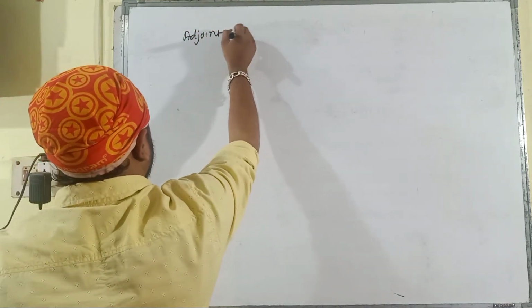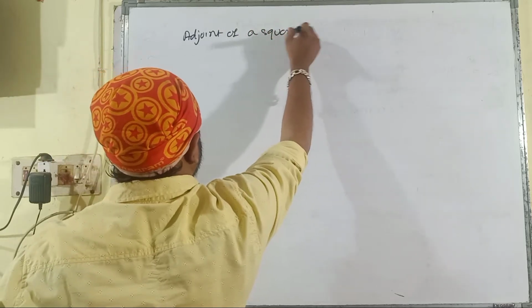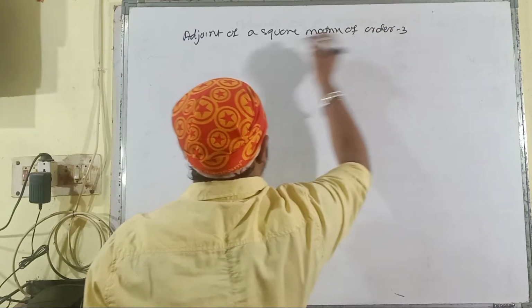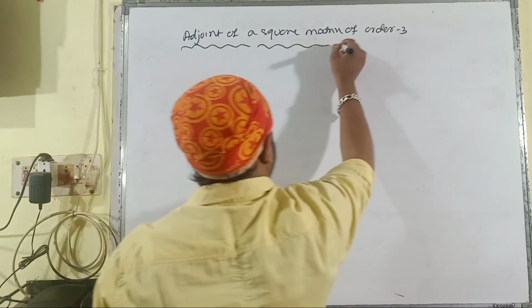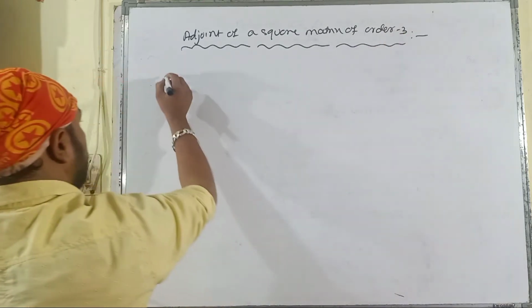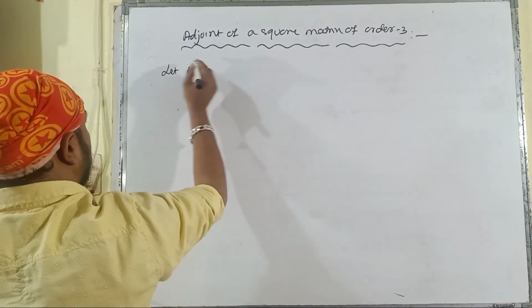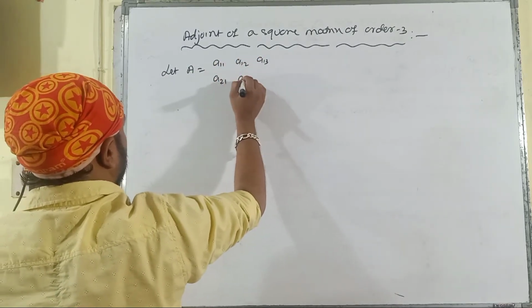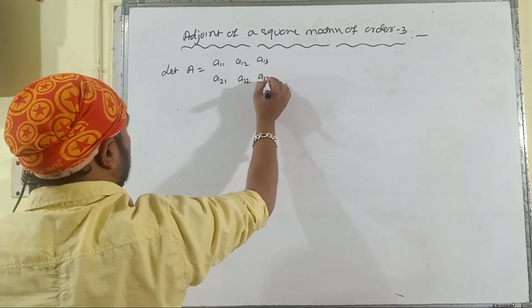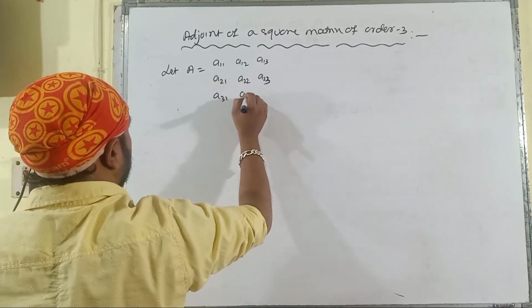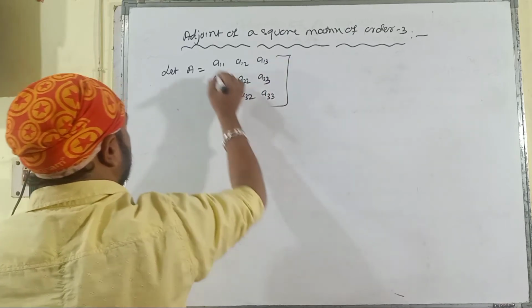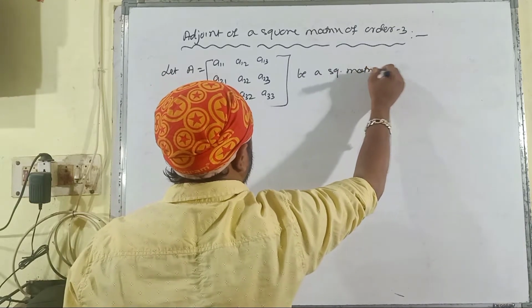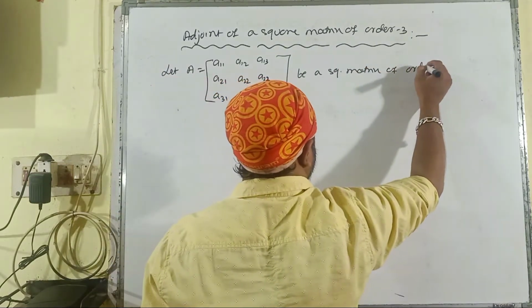Adjoint of a square matrix of order 3. Let A is equal to A11, A12, A13, A21, A22, A23, A31, A32, A33 be a square matrix of order 3.